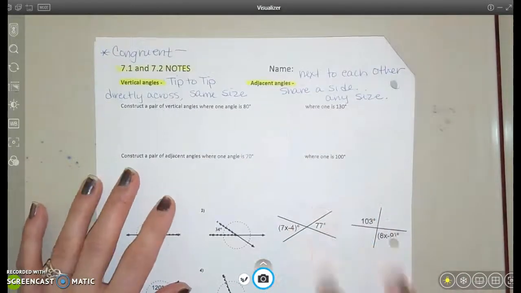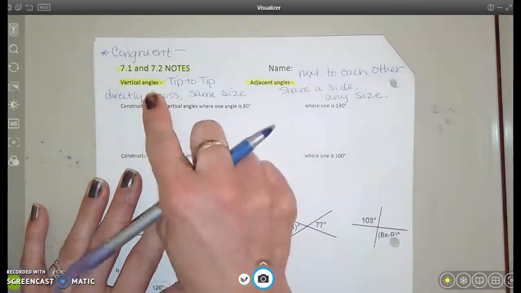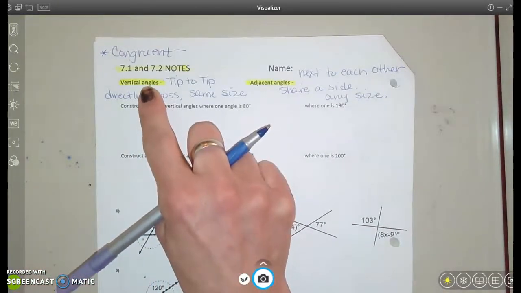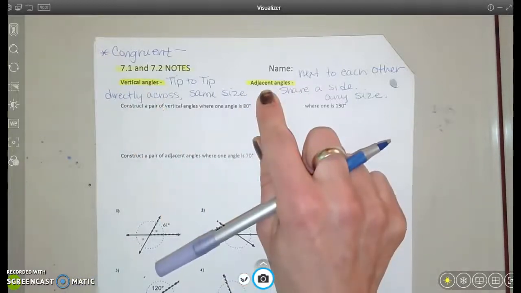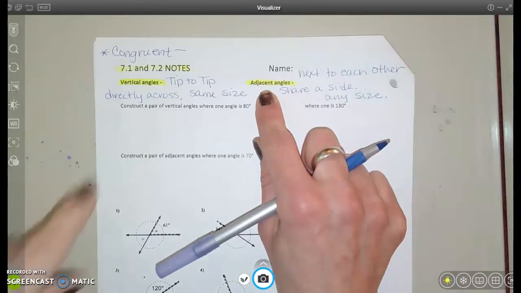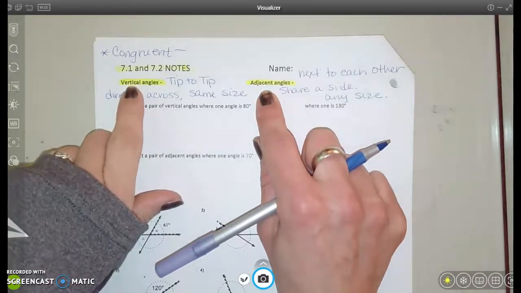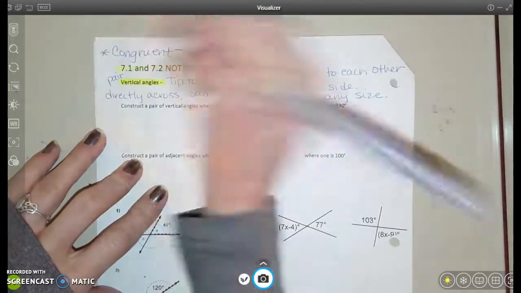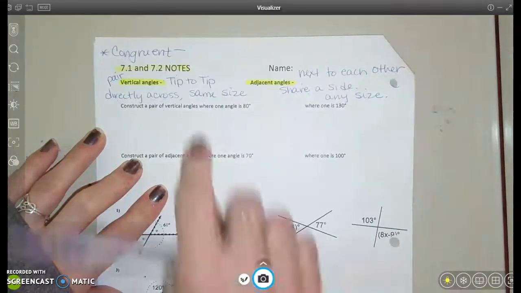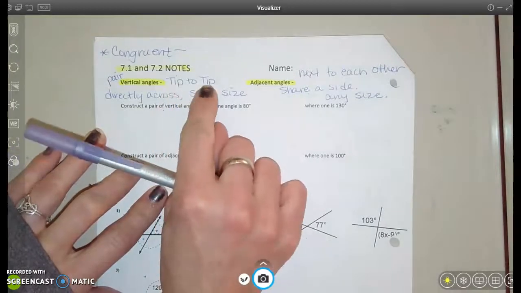Okay, and we're going to fill in these vocab words. So in section 7.1, we talk about vertical angles and adjacent angles, okay? So we're gonna write down these definitions and go over some examples. Vertical angles come in a pair. So really it would be a pair of vertical angles, and those are always tip to tip, right?